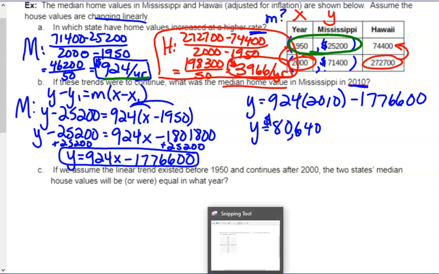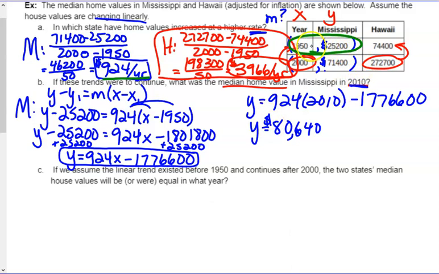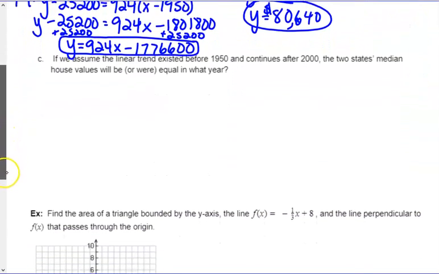Okay, so, does that make sense? In 1950, 25,200. In 2000, 71,400. It went up. And in 2010, it should go up from 71,400, which it does. Therefore, that is a reasonable answer that we would be okay with. Okay? All right, let's try this next one.